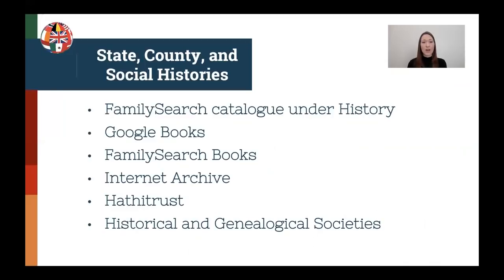Also, do not forget to just look up a state or a county or a social history about your area and see if there isn't anything about your time period that would help you solve the problems. Like I already pointed out, on the FamilySearch catalog under history, you could check out what histories they have for that location. Try Google Books, FamilySearch Books, the Internet Archive, HathiTrust. Historical and genealogical societies quite often will publish their own.